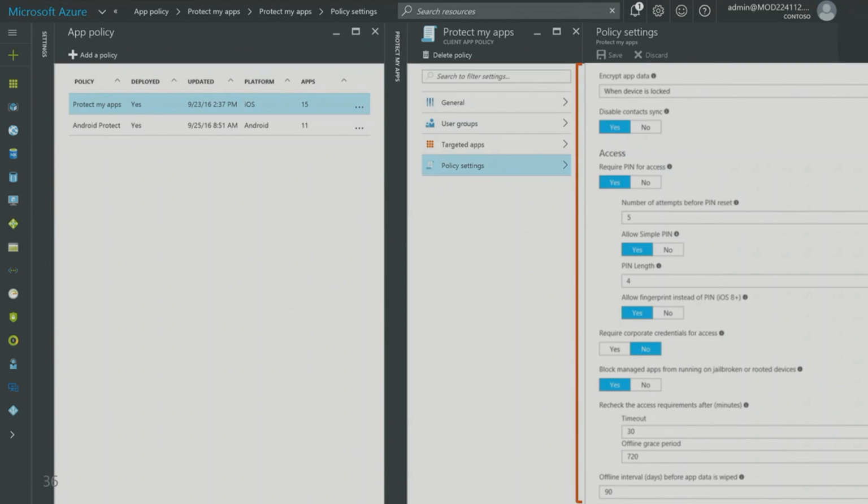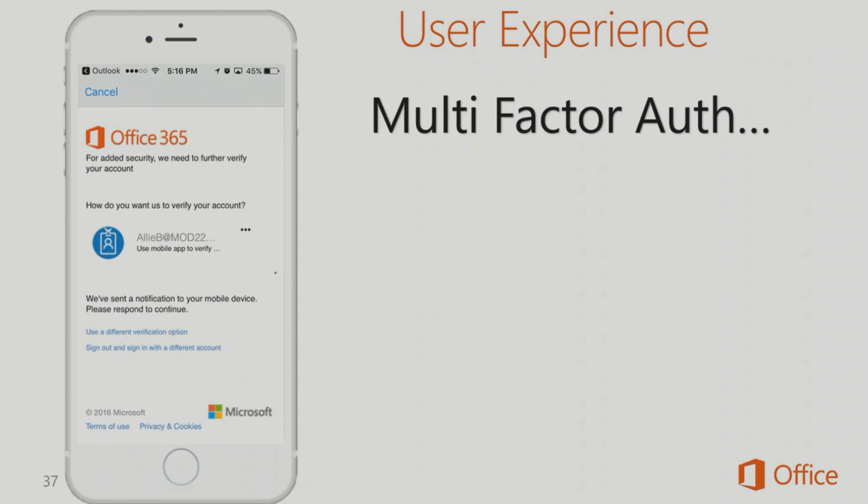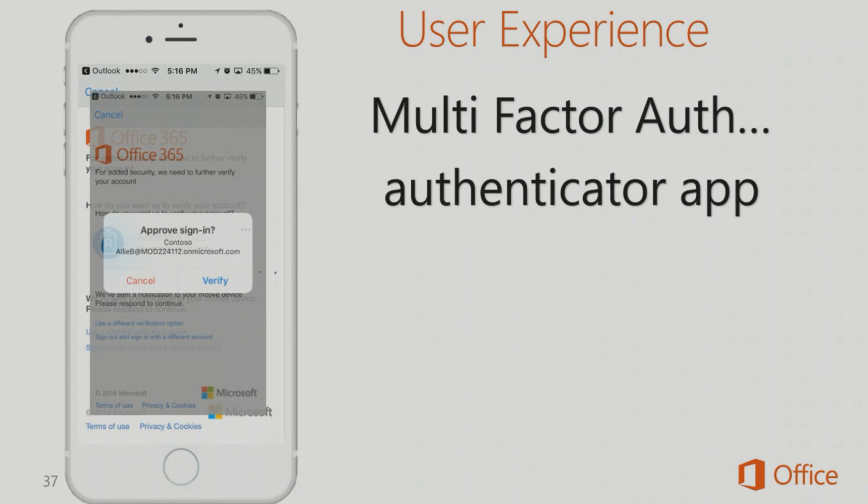So you have a lot of power right here in these policies that you're creating and managing from an app perspective. The user experience is very similar to what James showed you with multi-factor auth. So the user goes on their phone for the first time and says, hey, I want to connect to Office 365. Well, multi-factor auth is going to kick in on my phone here and say, we need to make sure that you are who you say you are.